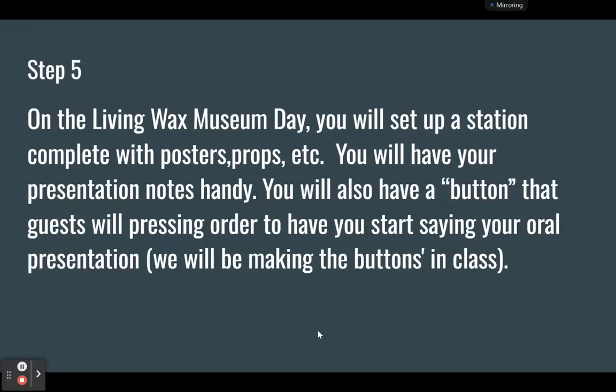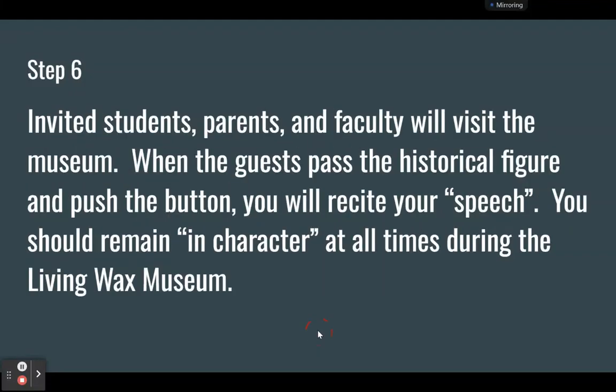People will come up and press a button on the back of your hand. You'll come to life. And people will listen to you repeat the speech as many times as they come up. And you are remaining in character the whole time. At this time, pause, look at your note sheet, and jot down some ideas about what an interpreter does and whether or not this is for you. Pause the video now.